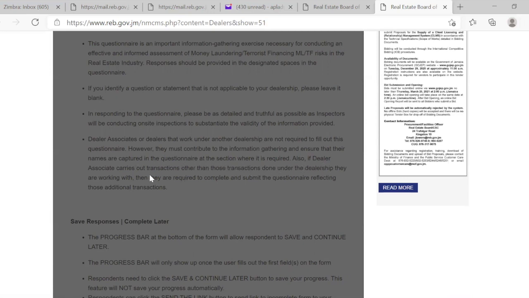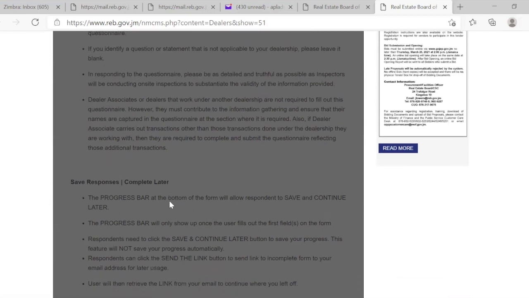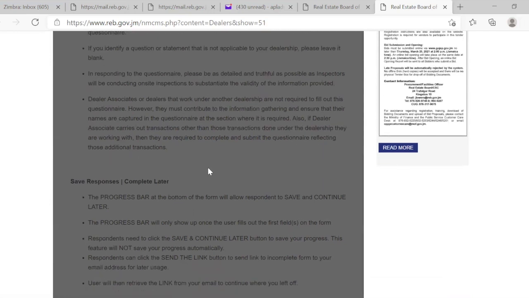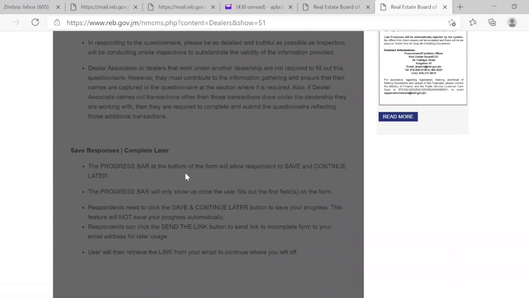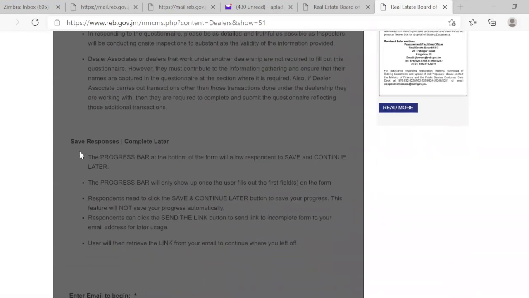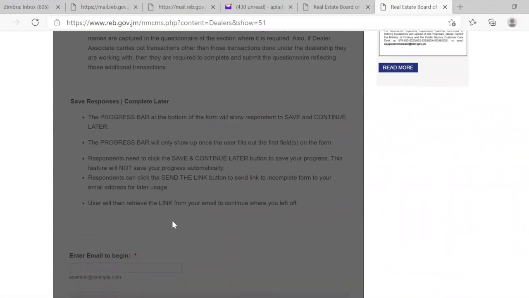Also, if a dealer associate carries out transactions other than those done under the dealership they are working with, then they are required to complete and submit the questionnaire reflecting those additional transactions. Now, in addition to this instruction, it also assists you with information as to how to save the questionnaire.